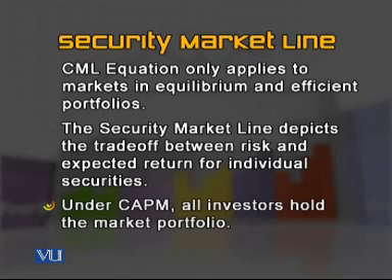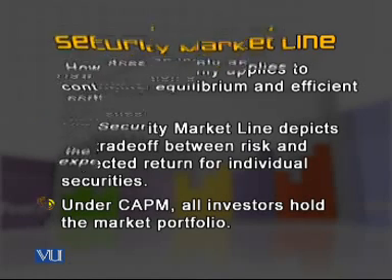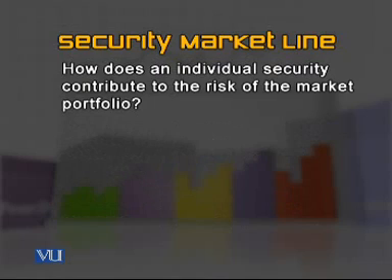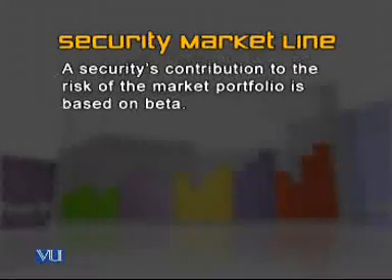That is the difference. Under capital asset pricing models, all investors should hold the market portfolio. Also, how does an individual security contribute to the risk of the market portfolio? That is the key and the difference between a security market line and the capital market line. We're talking about generics or macros, and when we're talking about security market lines, we're talking about micros or individual scripts. Also, while talking about security market lines, we must understand that each security's contribution to the risk of the market portfolio is based on betas.